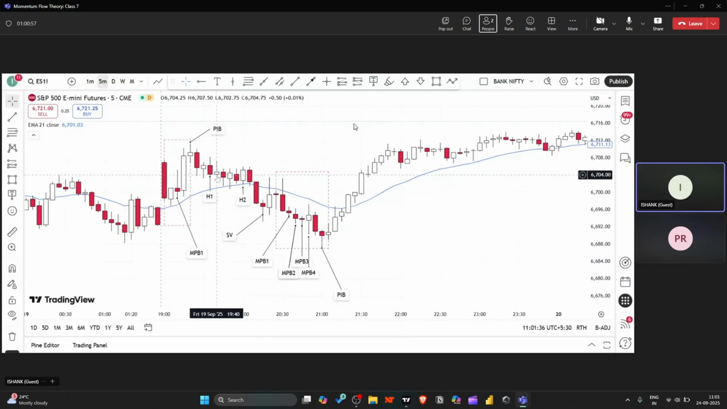So this is PIB. How the next bar went below the low, no?